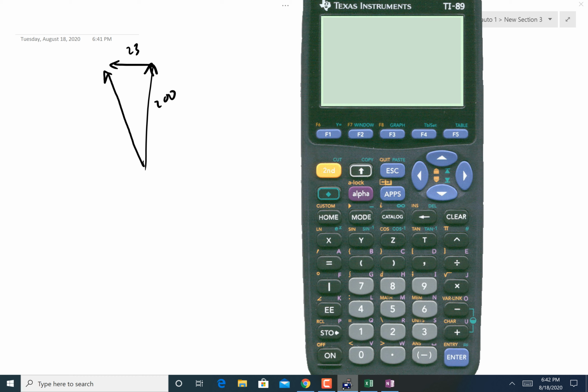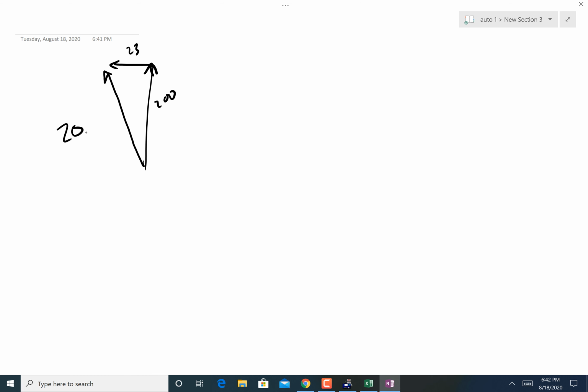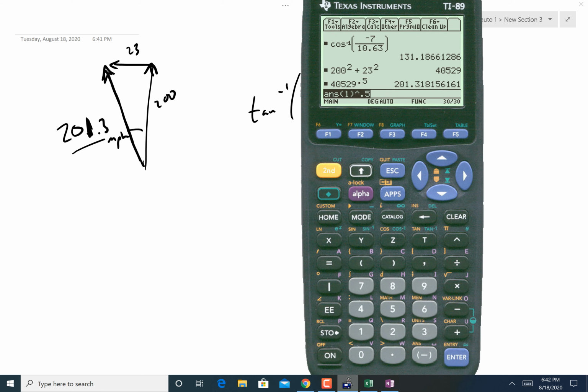So how fast am I going? Well, I'm going to be going the square root of 200 squared plus 23 squared. I'm going 201 miles per hour. And then it's going to say, what is the ground speed of the plane? Okay, I'm sorry, what is the velocity vector of the plane? It's this guy right here. Now, the vector has to have a magnitude and a direction, so what I would personally do is inverse tangent of 13 over 200. That's just me.